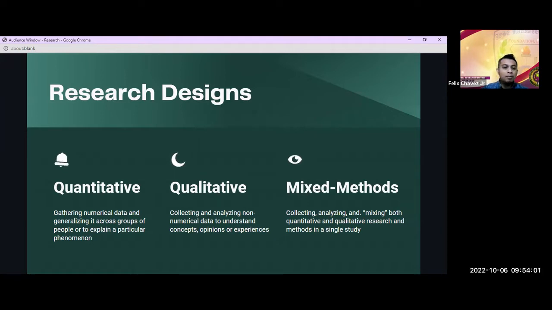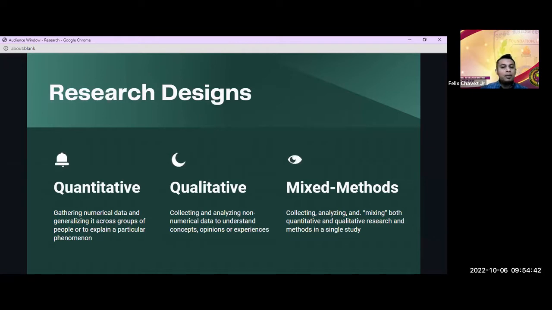We also have qualitative research design. In a qualitative research design, we collect non-numerical data. We conduct in-depth interviews with our participants. We conduct focus group discussions about their experiences, their concepts, their opinions, and we record and transcribe that information. We form codes and themes that will be extracted from the information that we have obtained during the conduct of the interview.